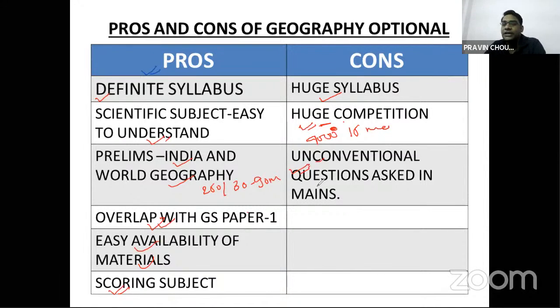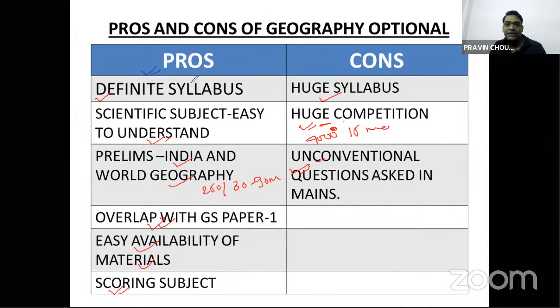Somewhere, you can say in the 2017 paper or the 2014 paper, when you see a question, one or two questions from physical geography look like they are out of syllabus, but they just change the name and terminology. So that requires a proper understanding of the syllabus and of the entire subject. OK, so these are some positive and negative points regarding the geography optional. When we compare the positive and negative points, the positive points are more dominant here.